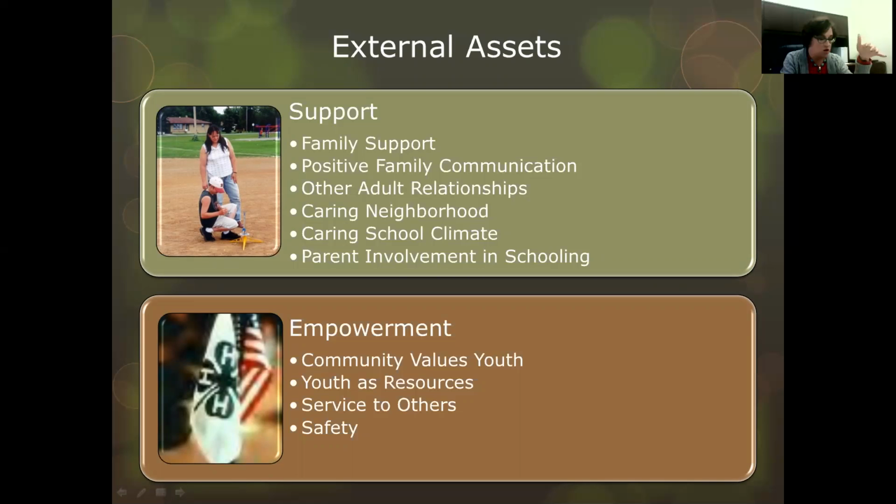The other adult relationships. Many of you have heard me say time and time again that a young person needs to have at least 3 caring adults besides immediate family. And this is where that one really falls in. A young person should receive support from 3 or more non-parent adults. And so, again, you can see that 4-H right there. That is our niche. Then the caring neighbors: the young person experiences caring neighbors.